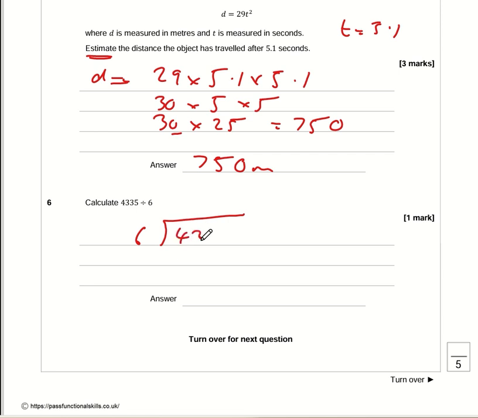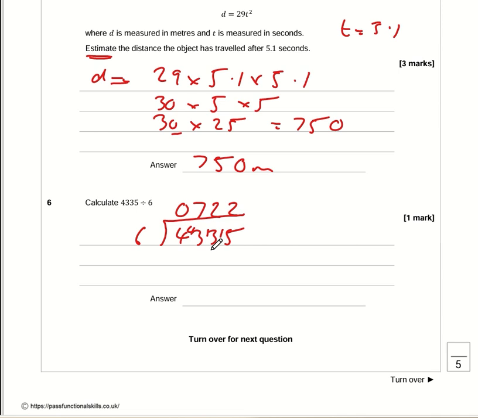Bus stop method. 4335. 4 divided by 6 can't be done, so 0, remainder 4. 43 divided by 6, 7. 7 sixes are 42, so that's a remainder of 1. 13 divided by 6 is 2, 2 sixes are 12, again a remainder of 1. 15 divided by 6 is 2 with a remainder of 3.